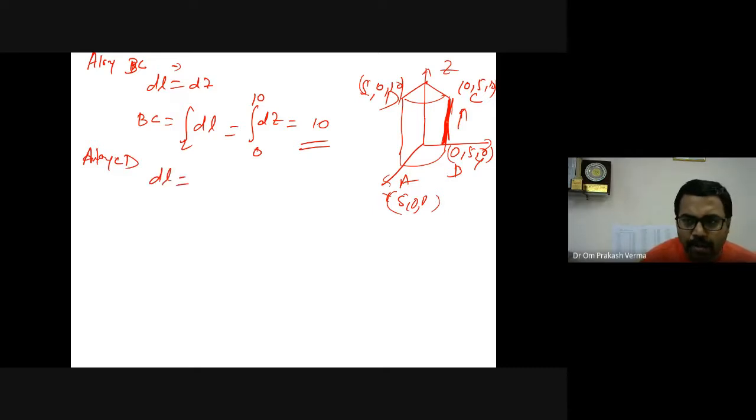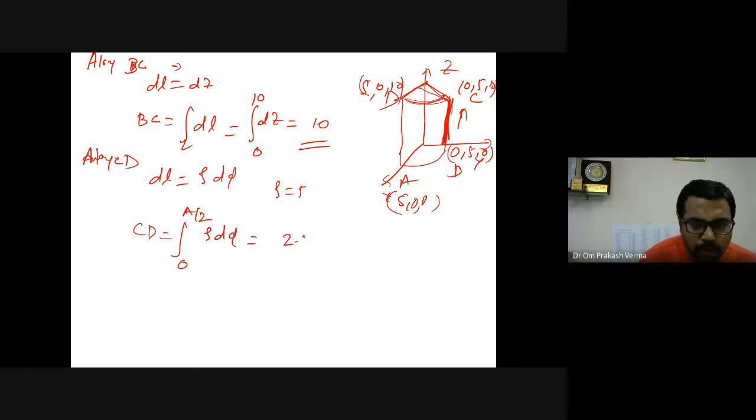So CD ke liye kya change ho raha hai? This angle. Okay. So dL is nothing but rho d phi. And the rho is given as 5. The radius is 5. So CD is equal to, and the angle is changing from 0 to pi by 2. Okay. And then this is rho d phi. Just to calculate, this one gives 2.5 pi. Okay. So like this, you can solve all the problems.